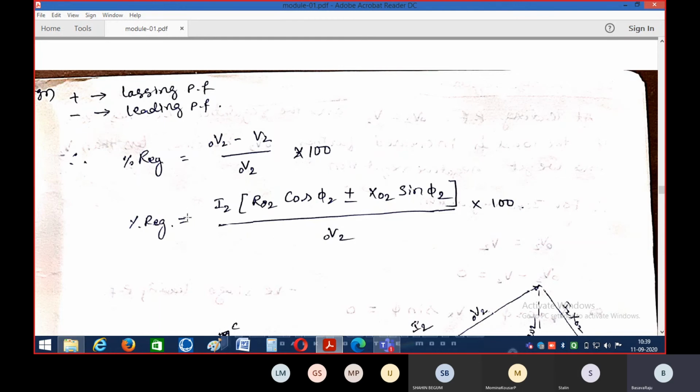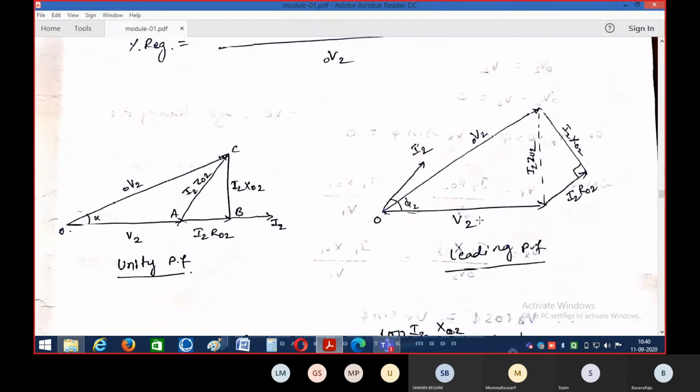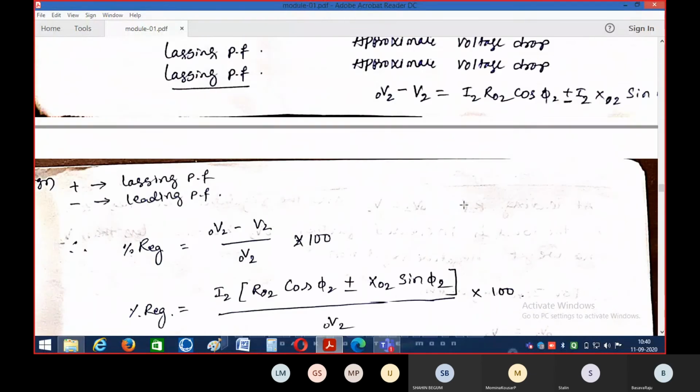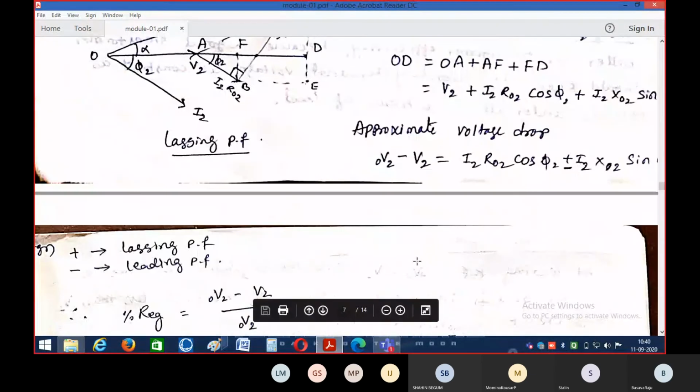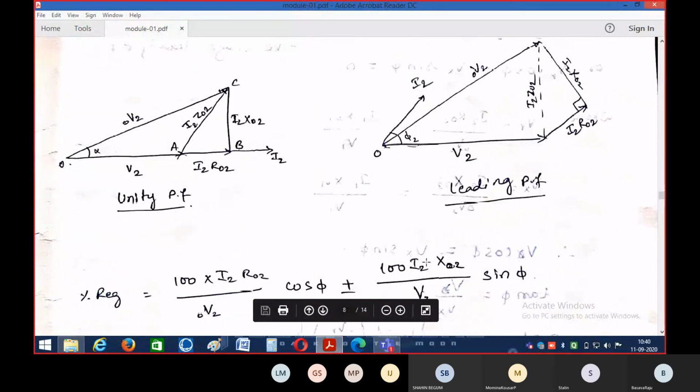So percentage regulation is going to be equal to I2 of this total term into 100. Why? Because I am calculating here the percentage regulation, this total value with the 100. So we will get 100. Okay. Not only for the lagging power factors, but also for the leading power factors and the unity power factor, the phasor diagrams have been shown here.